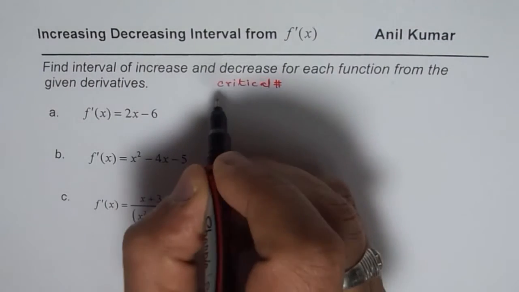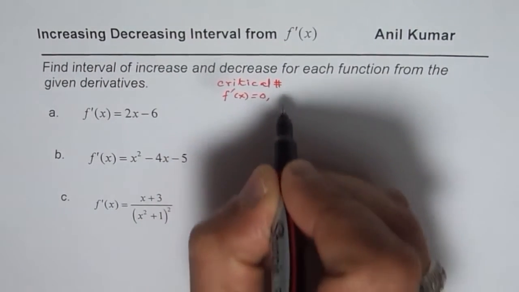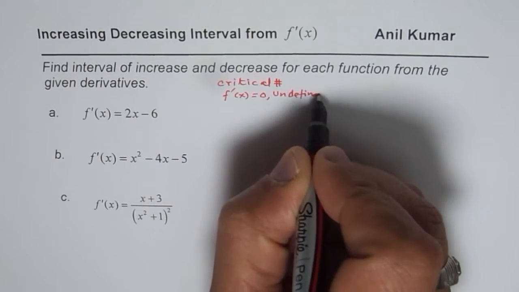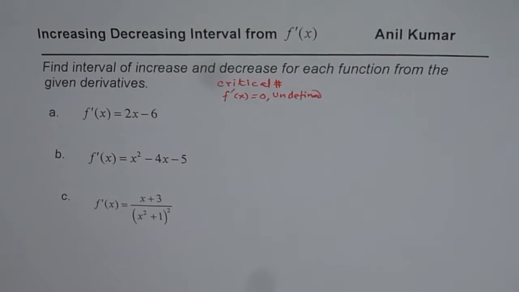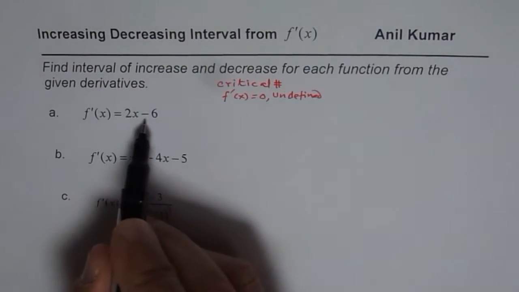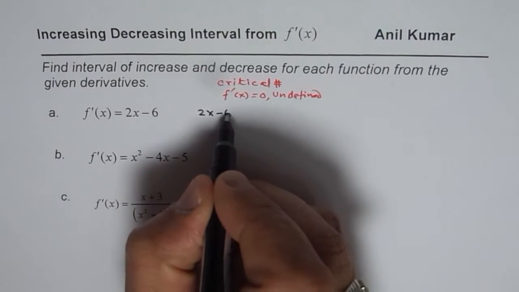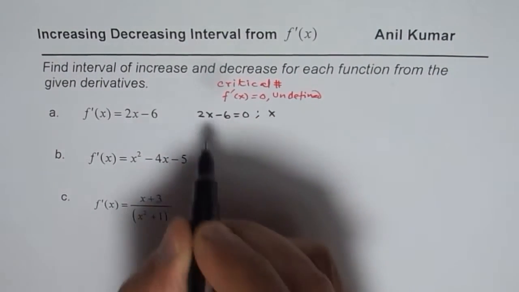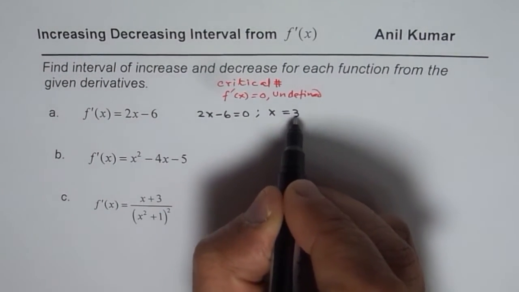A critical number is a point where the derivative is either 0 or undefined. That is the point which we are looking for. Now in this particular case, f dash x equals 2x minus 6. We can equate it to 0 and find the value of x. So 2x minus 6 equals 0. That means x is equal to 3.